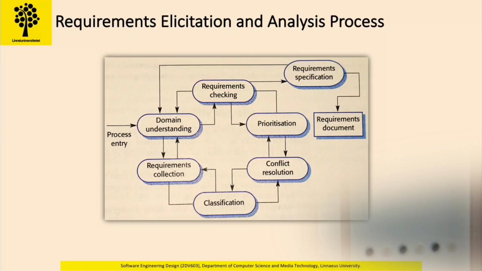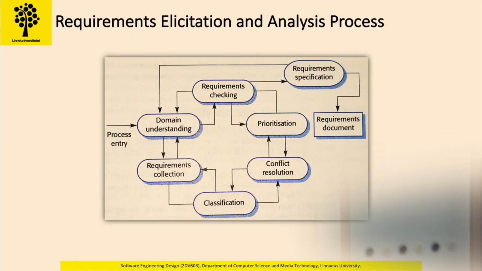Let's say we again come back to the financial or banking example. So we have to have an understanding of the banking domain. Then we go to the requirements collection, where we collect the requirements from the user. Once we have the requirements, we do their classification, so we make relations among the requirements. If there is any conflict or any problems with the requirements, we go for conflict resolution. And if there is no conflict, we go for the prioritization.